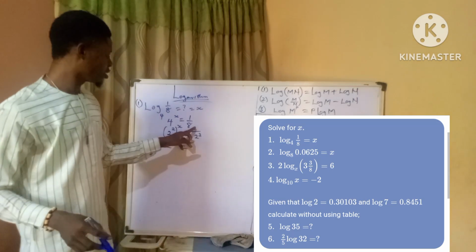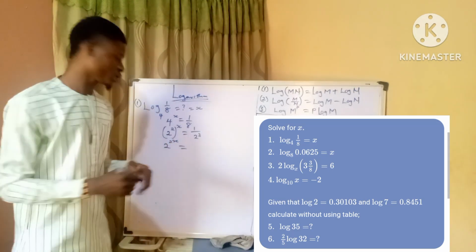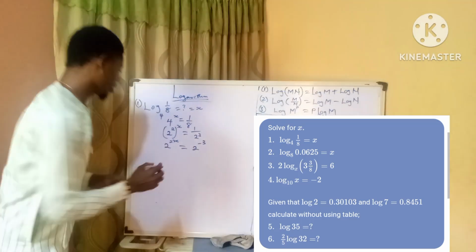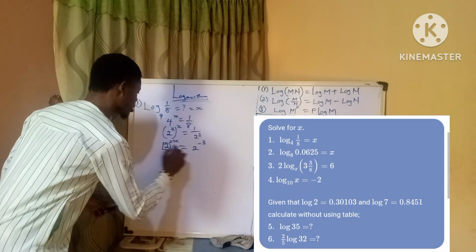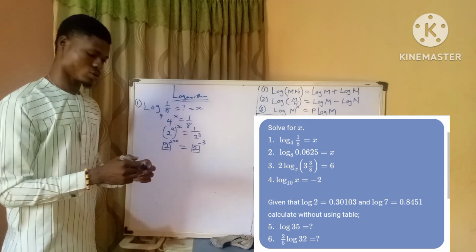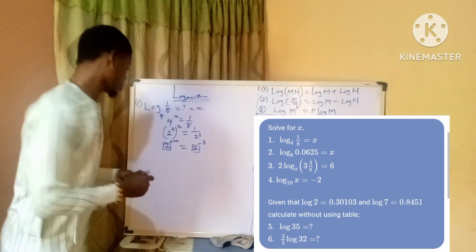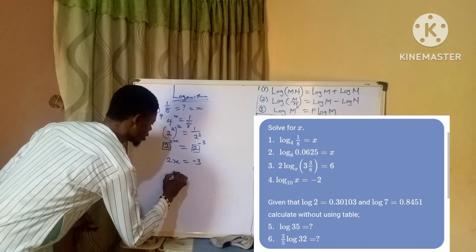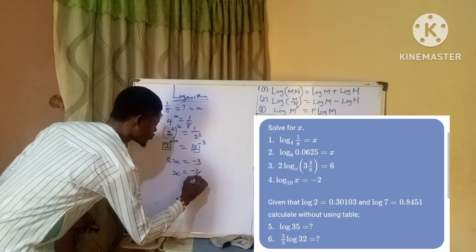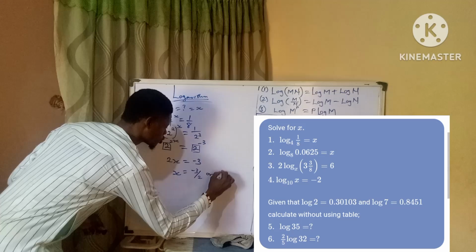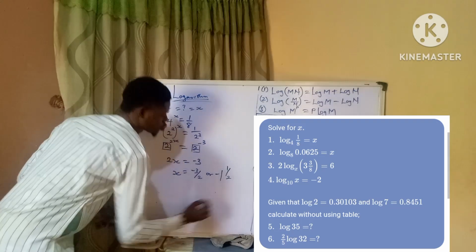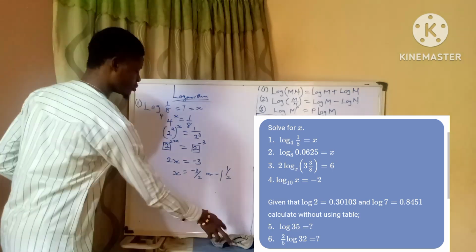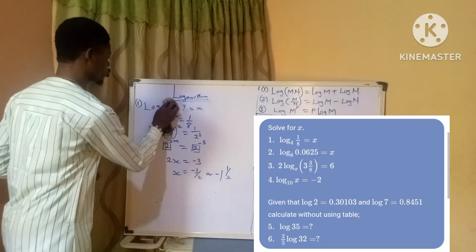I told you the other time that this 1 over will turn to minus. So that will give you 2 raised to power minus 3. Isn't it? The number bases are now equal, so you can now equate their power, which means 2x is equal to minus 3. Then your x equals minus 3/2 or minus 1 1/2. That is the solution to the first one. Are you with me? So question 2.